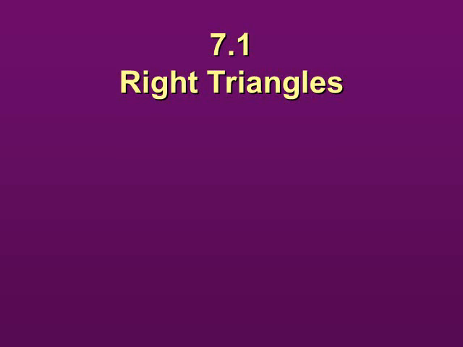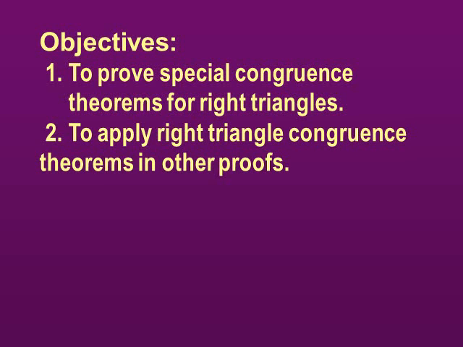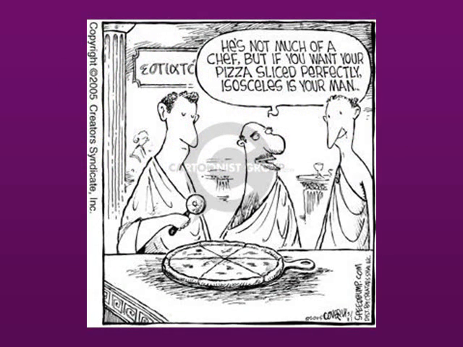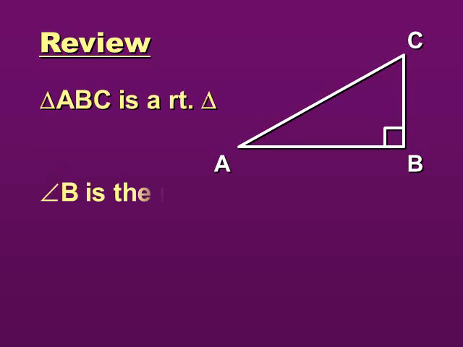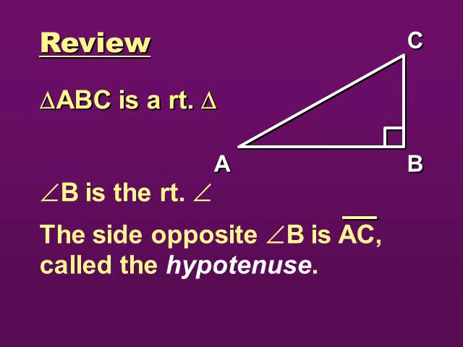So now we are in 7.1, which is titled Right Triangles. Okay, so let's do a quick review of some stuff that we've learned in Chapter 6. As you see, this is a right triangle, hence it has a right angle in it. And so angle B is the right angle. You should know this term already, but like I said, we're reviewing.